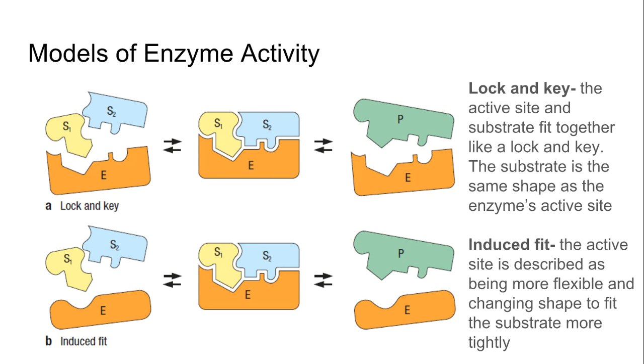The other model is what we call the induced fit model, which we referred to a little bit earlier. The active site is more flexible and changes shape to fit the substrate more tightly. Once it's bound, the reaction is catalyzed, the products are released, and the enzyme is again able to go and catalyze a new reaction. The only thing that is different here is that the active site changes once the substrate is bound to the enzyme.